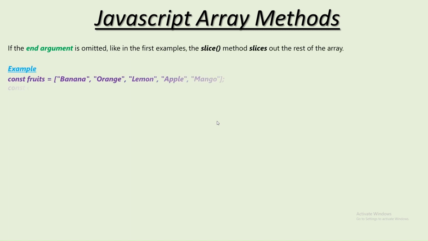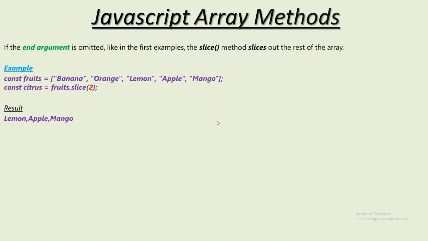If the end argument is omitted, like in the first example, the slice method slices out the rest of the array. For example, here fruits.slice 2, so it's going to remove elements before that. 0, 1, 2, it starts from lemon and goes until the remaining. So lemon, apple, and mango were kept and the remaining were released.